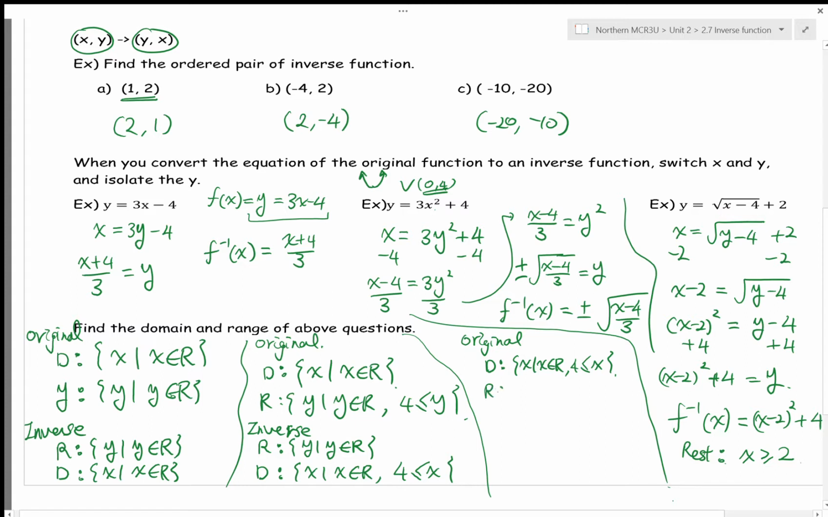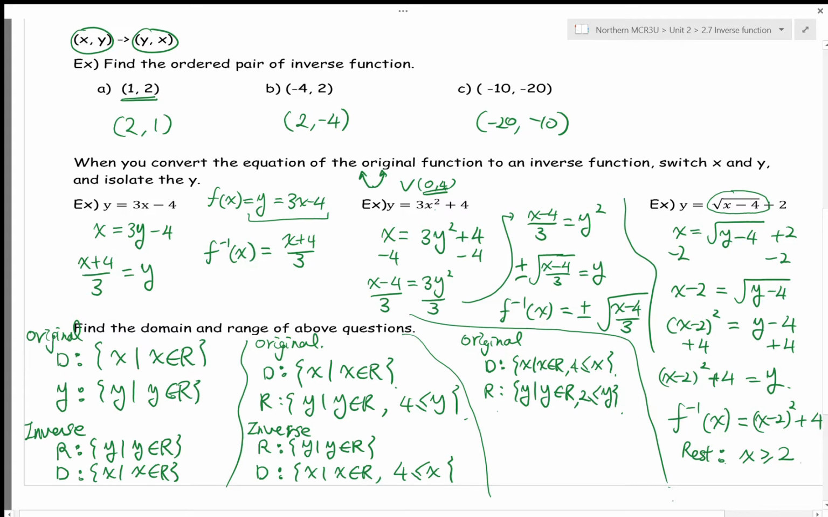Now, the range is that y is an element of the real numbers, but y has to be greater than or equal to 2. And we know that because this function starts from (4, 2) and it basically just goes up to the right, so nothing actually below. In a simpler way, the lowest value that the square root can become is 0. So 0 plus 2 is 2. That's why y has to be equal to or greater than 2.